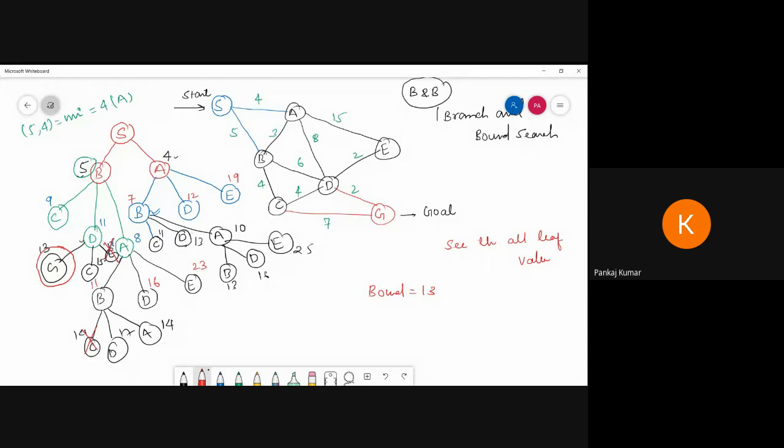This one discarded, this one discarded, this one also discarded, and so on. Then we are left with only C and only C, this one.